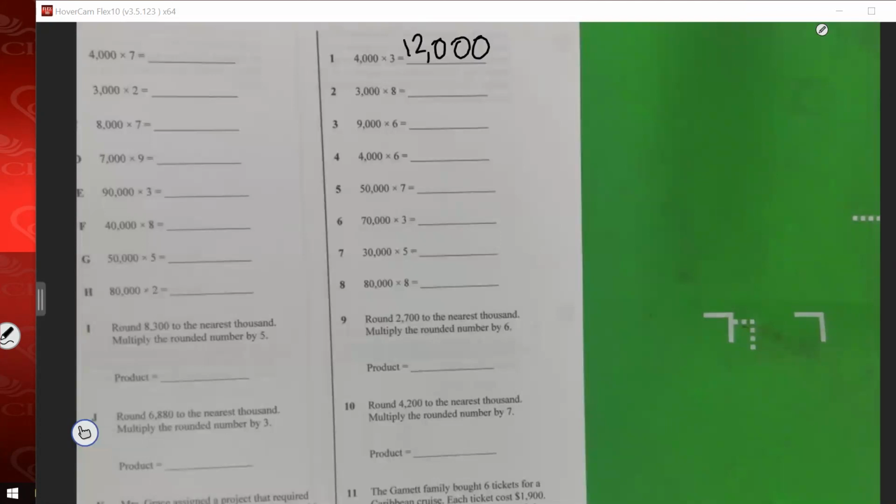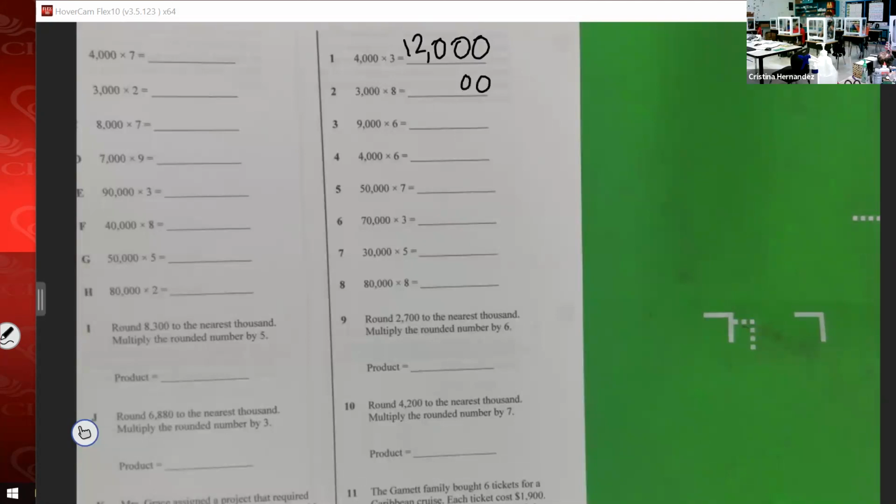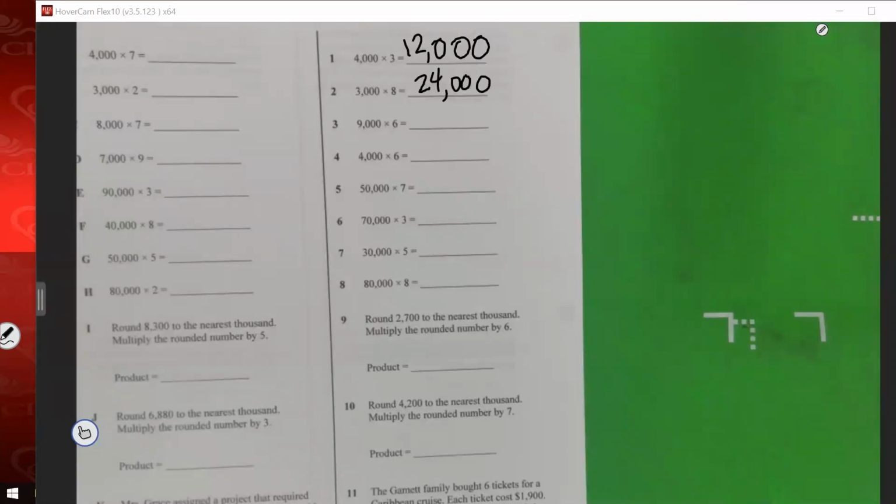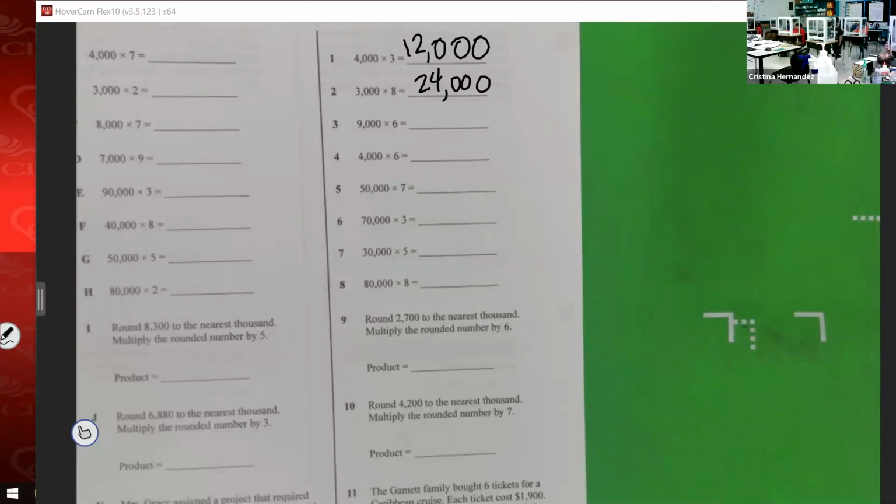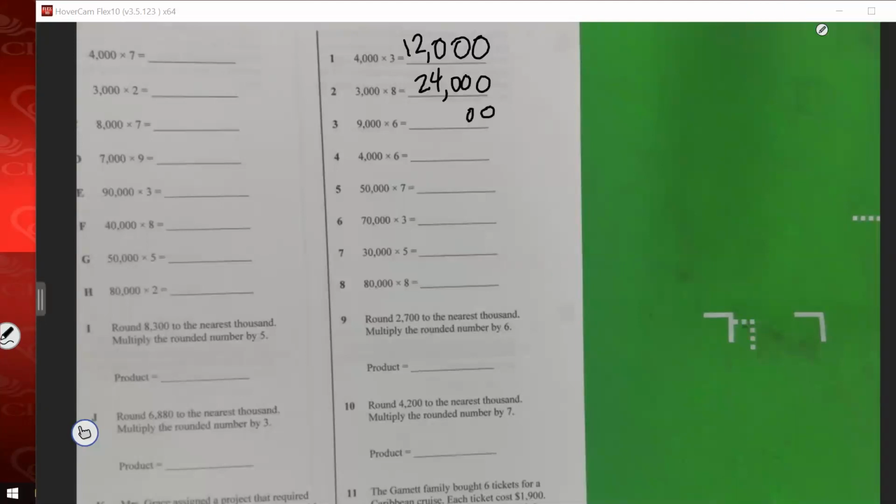12,000. Class, how many trailing zeros? We're going back and forth. I'm going to ask y'all, and then 3. 1, 2, 3, and then 8 times 3 is what? 24. 24. Trailing zeros on 3. How many do we have at home? At home, we're switching. How many trailing zeros? 3. What's 6 times 9? 54,000. It's 54. Good job.